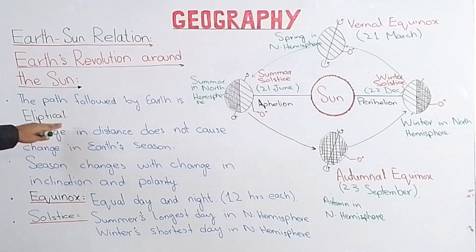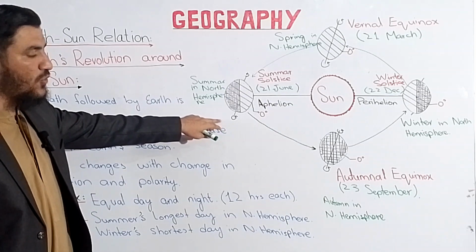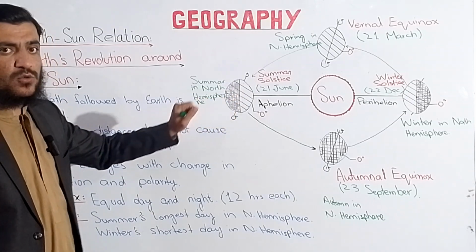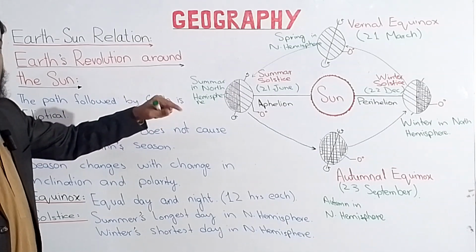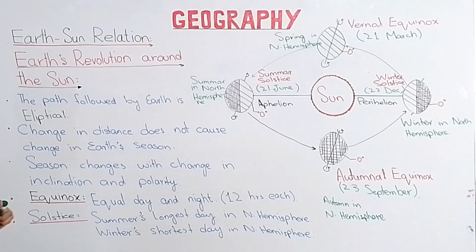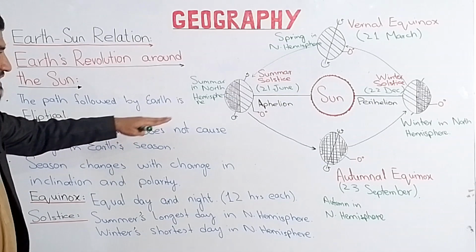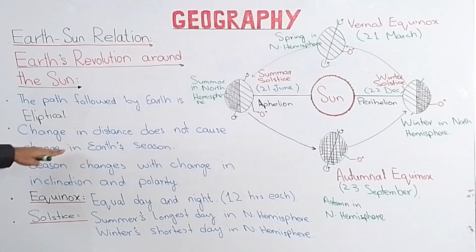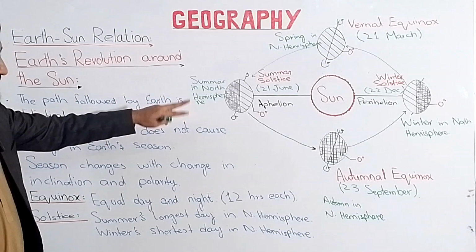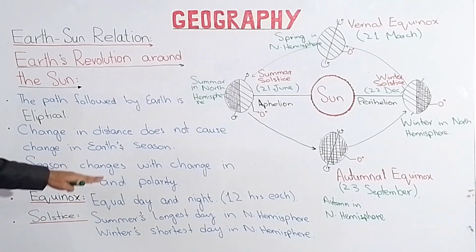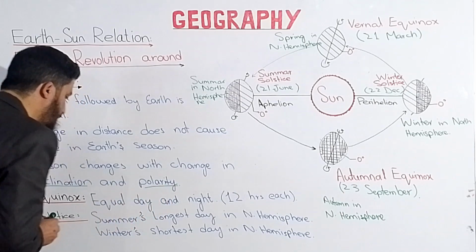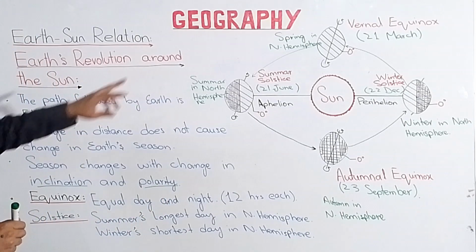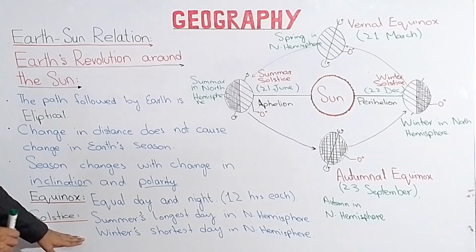देखें ये जो अर्थ का रिवॉल्यूशन है around the sun, it is not in a completely circular shape, rather it is elliptical. ये हमेशा बेजवी शक्ल में एक ऑर्बिट के अंदर घूम रहे होते हैं around the sun. And the change in the season does not occur because of the change in the distance, rather these changes occur by the inclination and polarity. There are two equinoxes as well as two solstices.